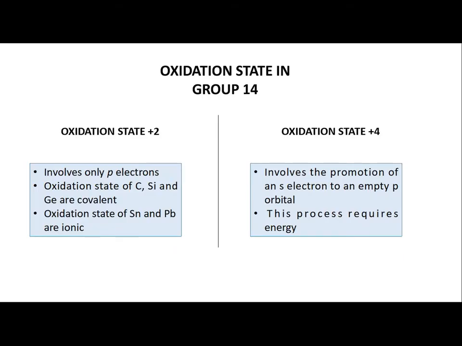Oxidation state in group 14. Oxidation state positive 2 involves only the p electrons. Oxidation states of carbon, silicon, and germanium are covalent, while oxidation states of lead and tin are ionic. While oxidation state positive 4 involves the promotion of an s electron to an empty p orbital. This process requires energy.